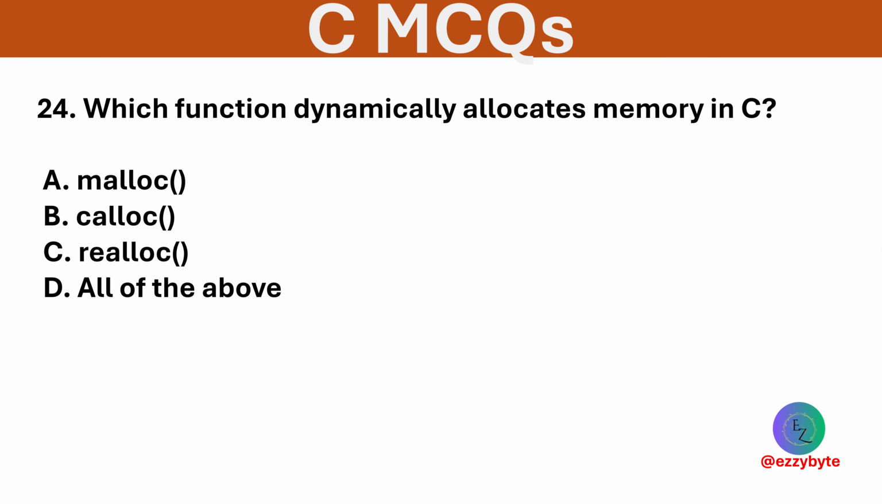Which function dynamically allocates memory in C? Options are malloc, calloc, realloc, all of the above. Option D is correct. All three are memory allocation functions.